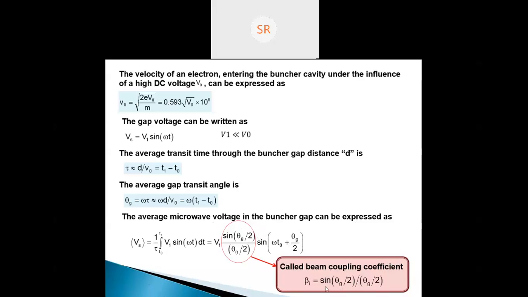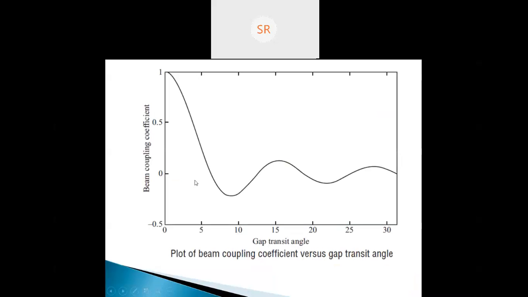So beta i is equal to what? Sine of theta g by 2 divided by theta g by 2. That is the beam coupling coefficient. Beam coupling means that we get the beam coupled to the buncher cavity. This is about the gap of a cavity where the beam is coupled. So that's why the bunches formation takes place, and that's why I call it the beam coupling coefficient.